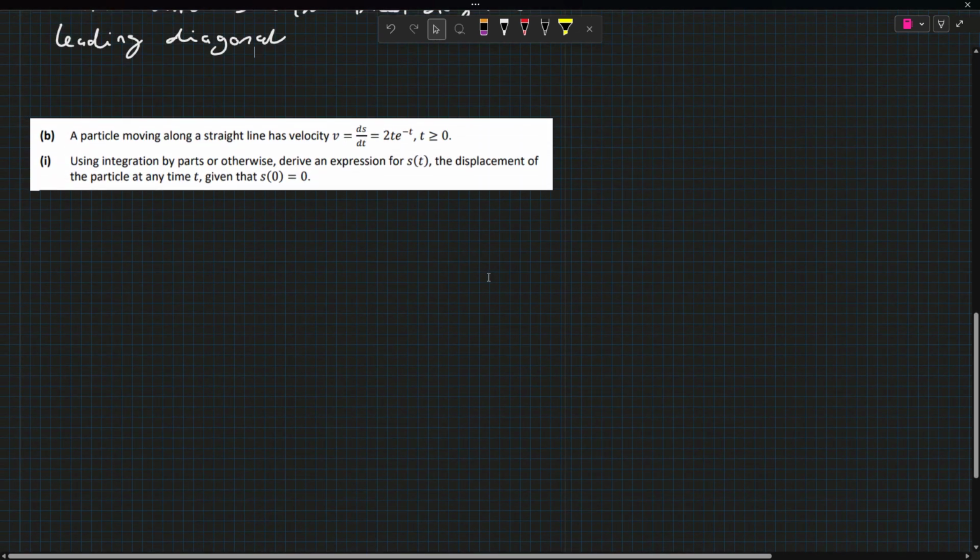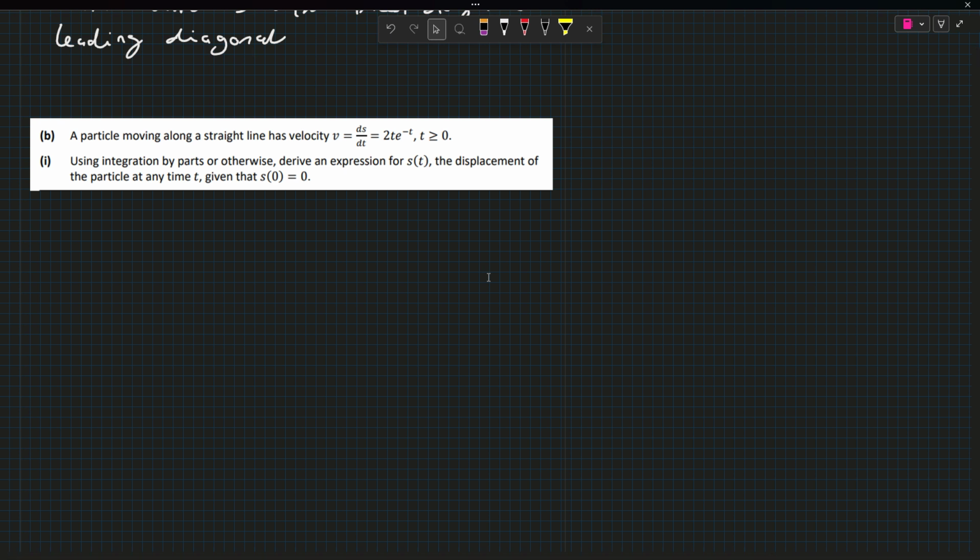Now the second part is essentially just an integration by parts question as per the name. So let's just get my calculator, because there's going to be a calculation for this particular question. It says a particle moving along a straight line has velocity v equals ds/dt, which is 2t e to the minus t, where t is bigger than 0. And we're told to use integration by parts or otherwise, so pretty much just use integration by parts, to derive an expression for s of t, the displacement of the particle at time t.